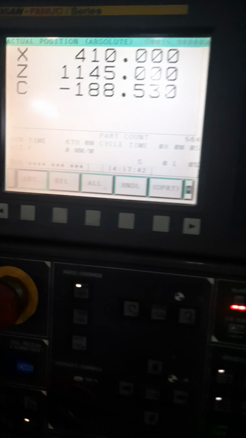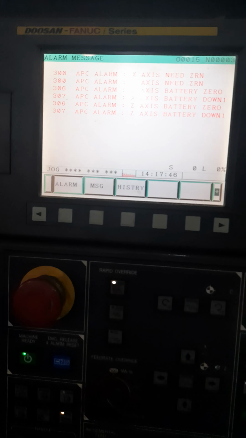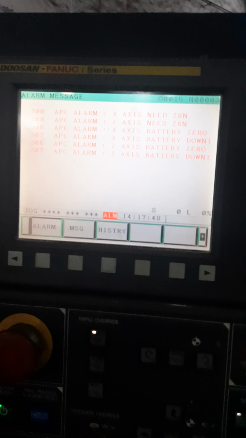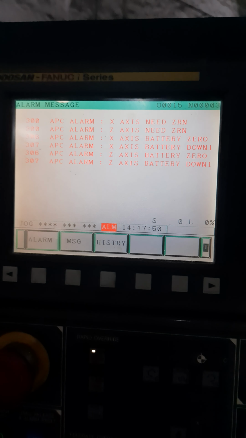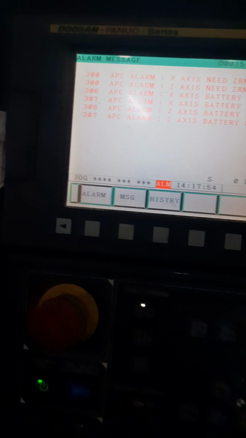Okay, today my machine is showing some alarm after starting the machine. The alarm is X-axis battery voltage. All battery voltage are 0. So we have to check the diagnosis first.